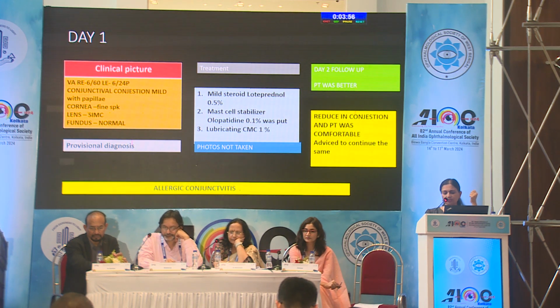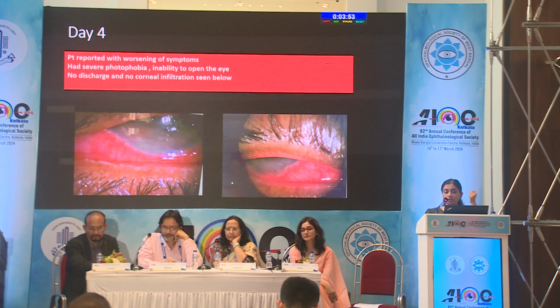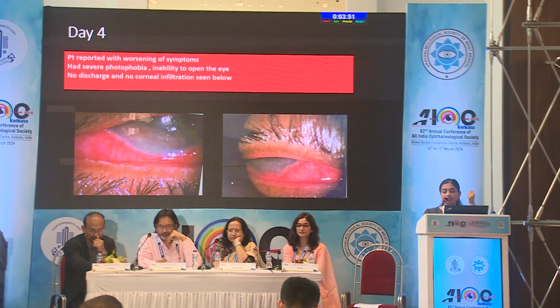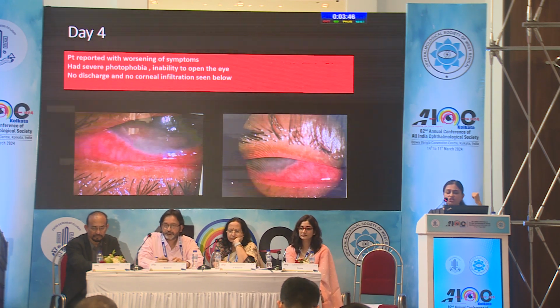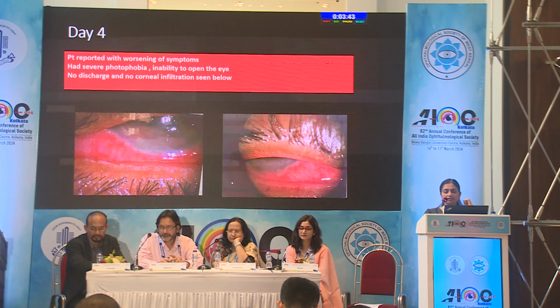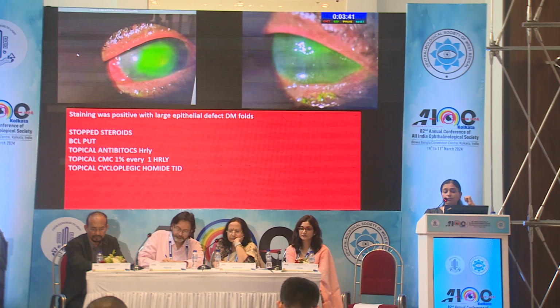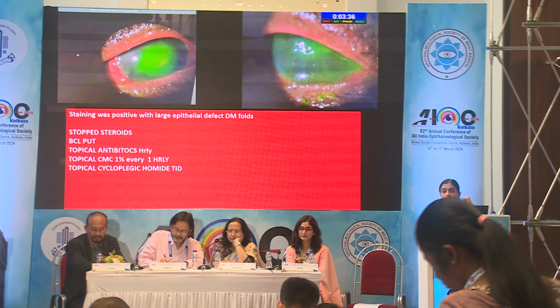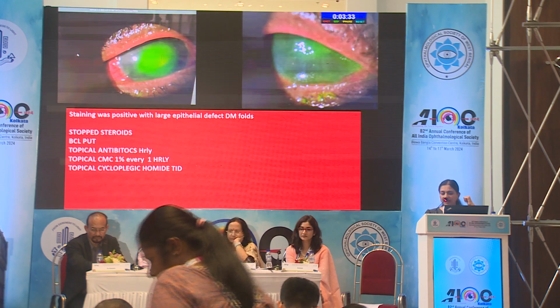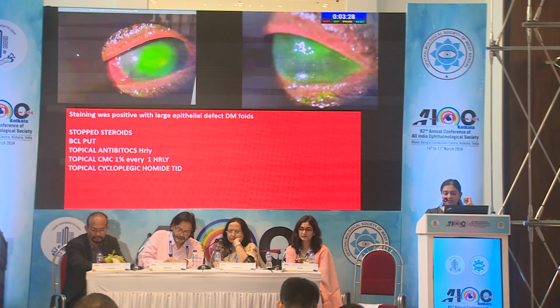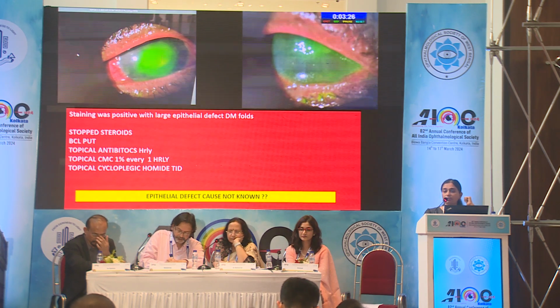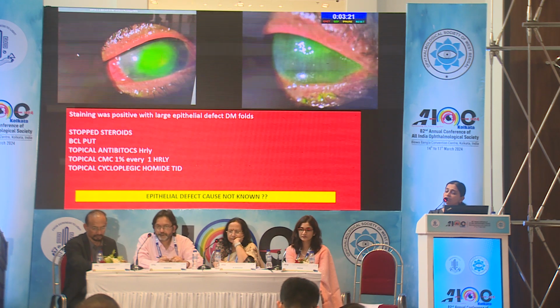So we advised to continue the same. Now day 4, lo and behold, she walked in. Look at that, there was worsening of symptoms. She had very severe photophobia. She was not even able to open the eye. There was no discharge, no corneal infiltration seen. With difficulty, when we opened the eye, she had a very large epithelial defect and little DM folds. Immediately we stopped the steroids, put a bandage contact lens, started her on antibiotics and topical lubricants, and started her on homemade eye drops. Now our second diagnosis kicked in, an epithelial defect. The cause was not known.